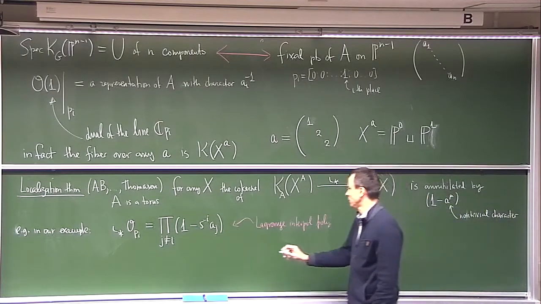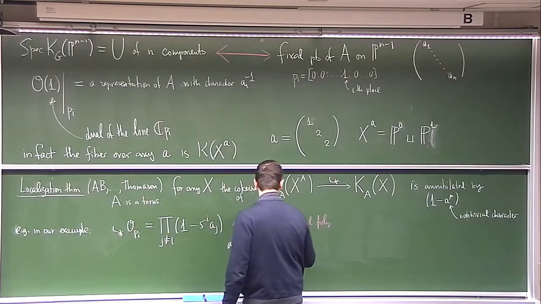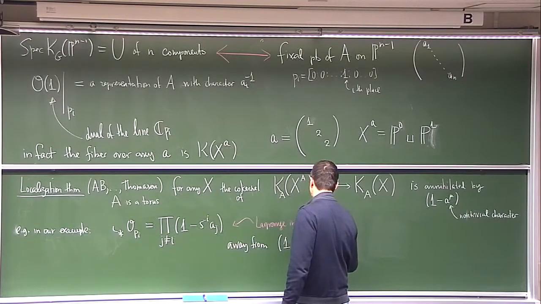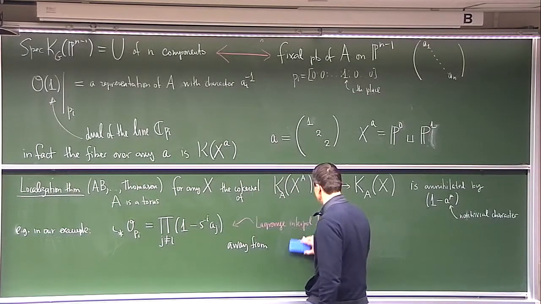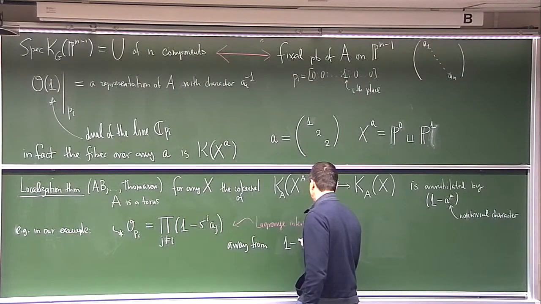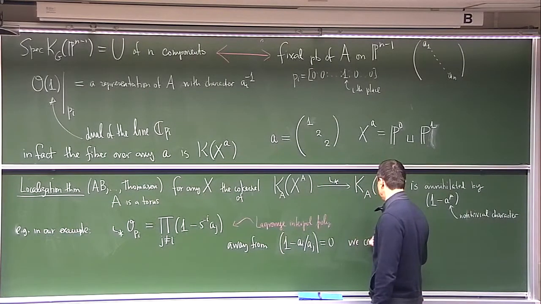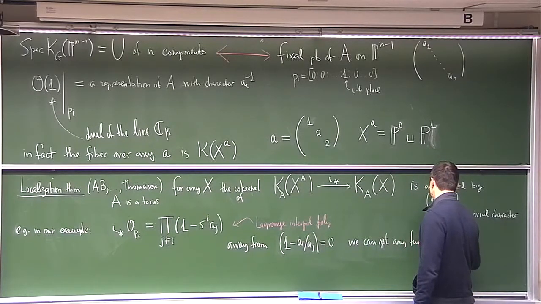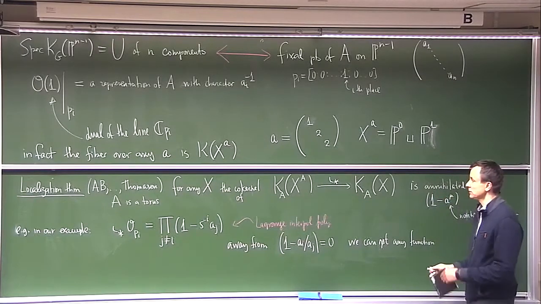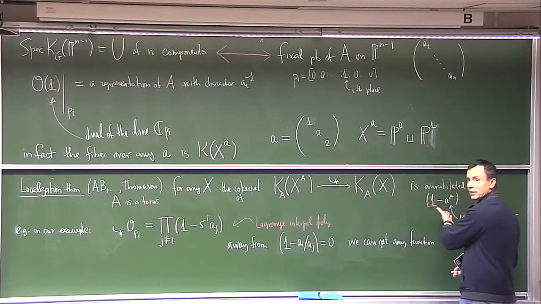So away from 1 minus, away from where this thing vanishes, I write it like this, A_i over A_j. When this thing is non-vanishing, we can get any function. That is to say, the co-kernel of this map, the functions that cannot be gotten, is killed by such an expression.